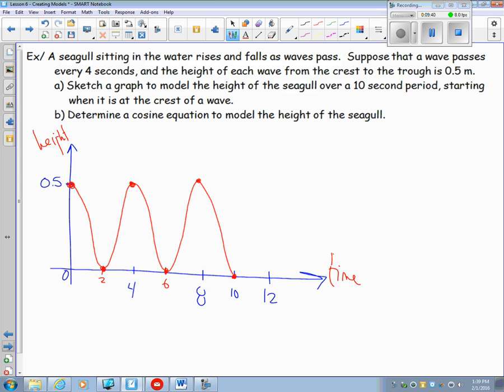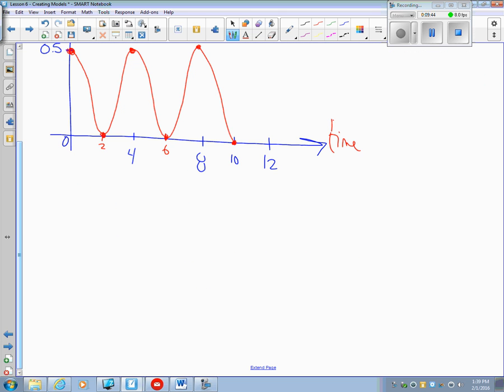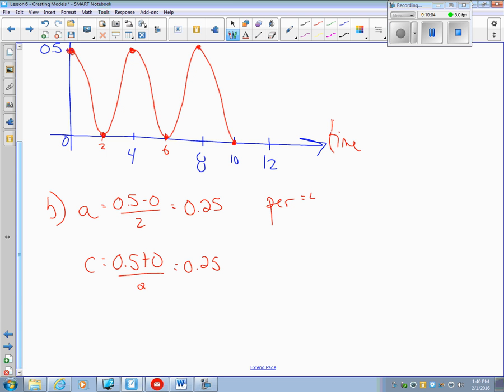And then part B, find ourselves an equation to model this. We can figure out our parts and pieces. What do we need? We need an A. A is max minus min. We picked some nice numbers here this time, right? Just 0.25. The nice thing with this one is I do max plus min, which is the same thing. Our period is 4 seconds. So if I want to find k, I can take 360 divided by 4, which is 90.